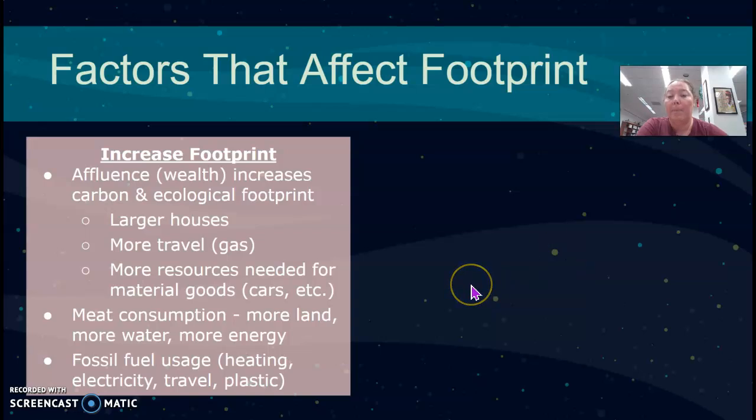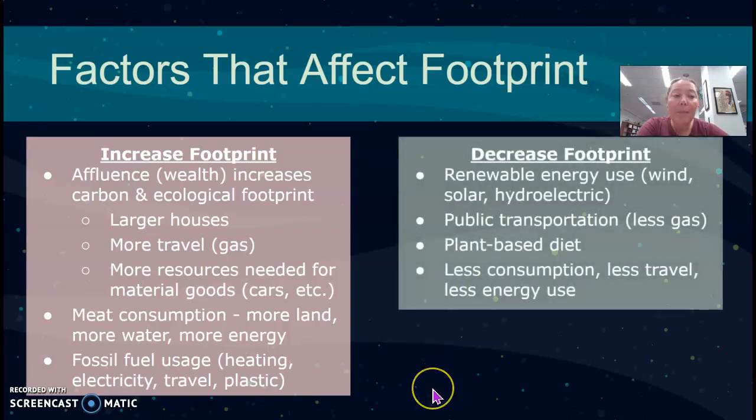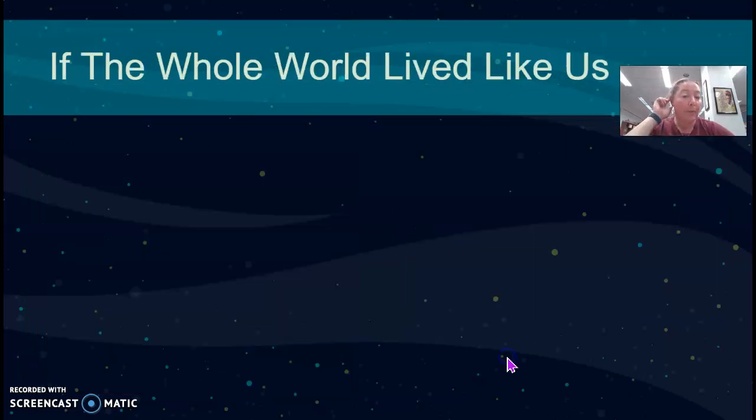Things that reduce your ecological footprint are the use of renewable energy. So if you use any sort of renewable energy, that's going to help you. Public transportation, meaning you use less gas, having a plant-based diet, less consumption, less travel, less energy use. So if you don't go on multiple vacations a year, that's going to benefit you.